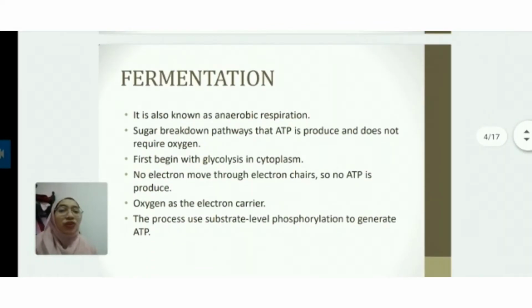So, here we go to fermentation. What is fermentation? It is also known as anaerobic respiration, a sugar breakdown pathway in which ATP is produced and which does not require oxygen. First, it begins with glycolysis in the cytoplasm. No electrons move through an electron transport chain, so no ATP is produced that way. Oxygen is not the electron carrier. The process uses substrate level phosphorylation to generate ATP.